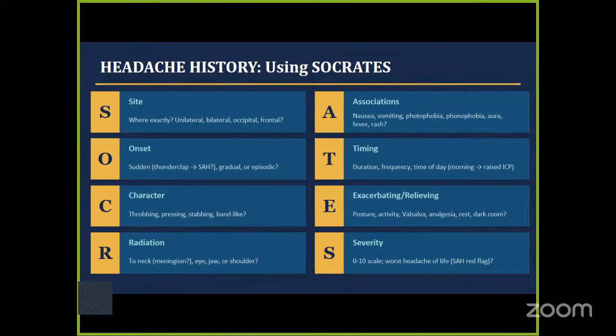The site is where the patient reports the headache, whether it's unilateral or bilateral, and the position on the head, whether it's occipital, frontal, or temporal. The onset can be sudden, gradual, or episodic. If it's sudden, you want to clearly state the time the symptoms started and how long the patient took to present. So, for instance, the patient developed a headache 6 hours ago and it has been persistent.